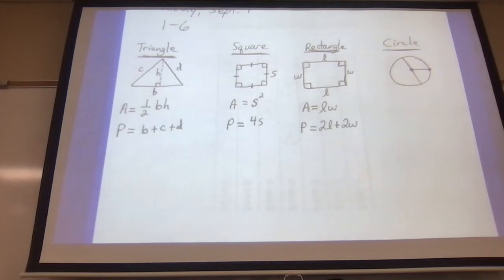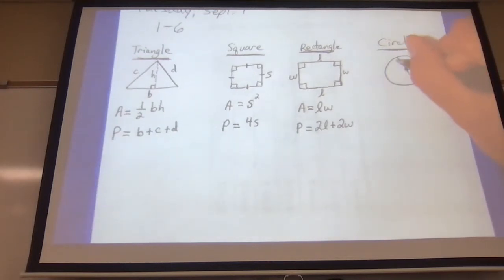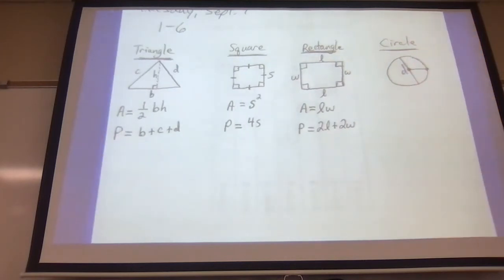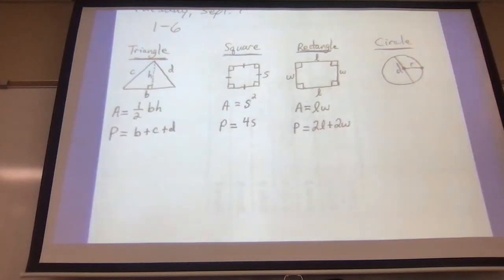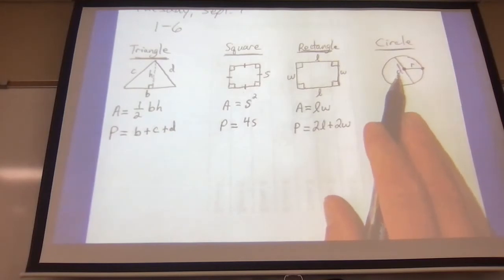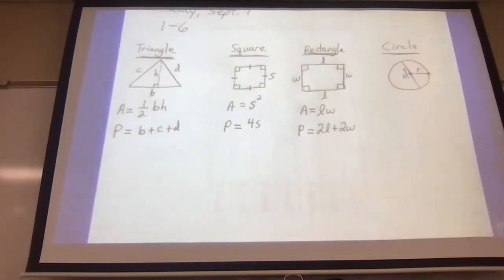Yep, what is it? Diameter goes all the way across the circle. So this long one is the diameter. Anybody remember the short one? Halfway across. Yep. That one's the radius. We'll abbreviate that with an R. So the lowercase d represents diameter, lowercase r is the radius.